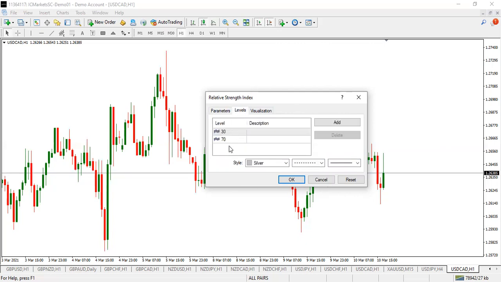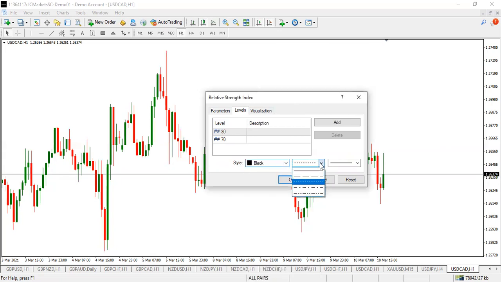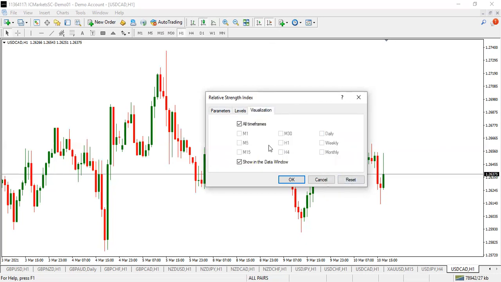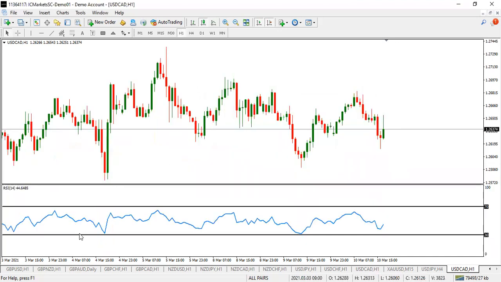Under levels, we have 30 and 70. This is also the default setting. I want to change this line to black, make it non-perforated, and thicken it a little bit. Under visualization, you don't want to change anything. Once I have it like this, I click OK. Once you click OK, this is how the RSI looks. All right, this is the RSI.